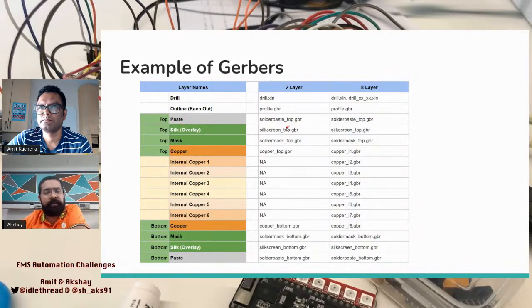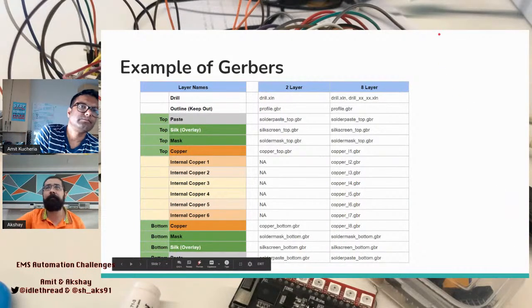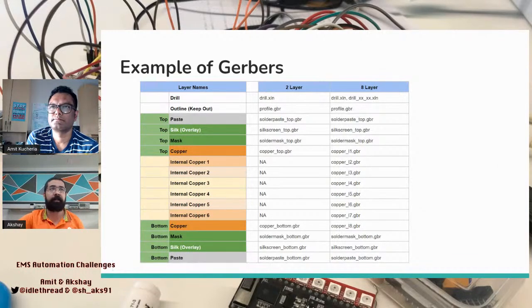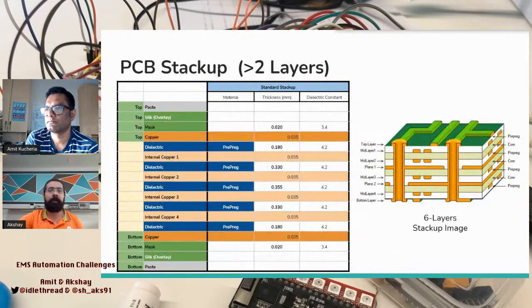So the naming convention could be just as simple as solder paste top.gbr, whereas for an 8 layer it will be the same, and you just keep adding for every layer possible. The naming conventions are the first step towards trying to identify if these files are working for us or not. Let me go to what comes next.